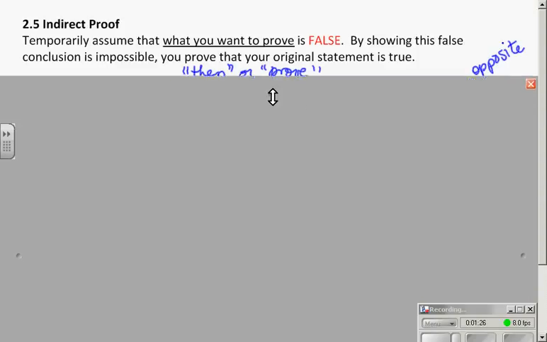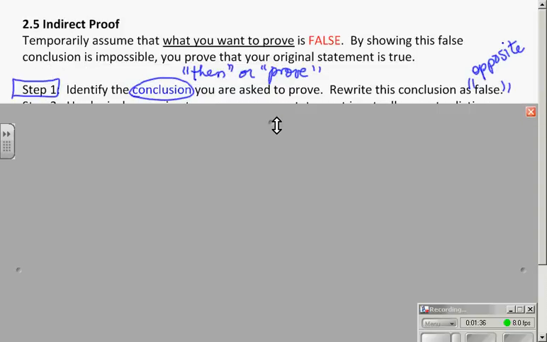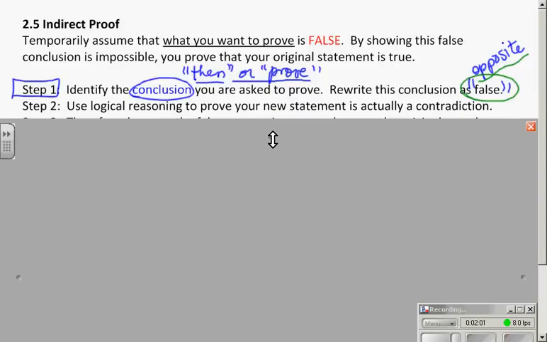We are going to temporarily assume that what we want to prove is false. By showing this is false, the conclusion is impossible, we prove our original is true. So our step 1, identify the conclusion. That's our then or our prove. And then we're going to rewrite this conclusion as "false." I've put quotes around it because sometimes we're thinking about opposite. We're flipping a sign. Instead of equal, we're doing greater than. Instead of parallel, we're doing not parallel. Just something different but related.